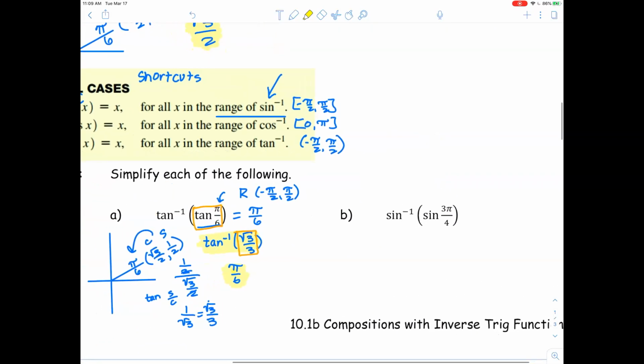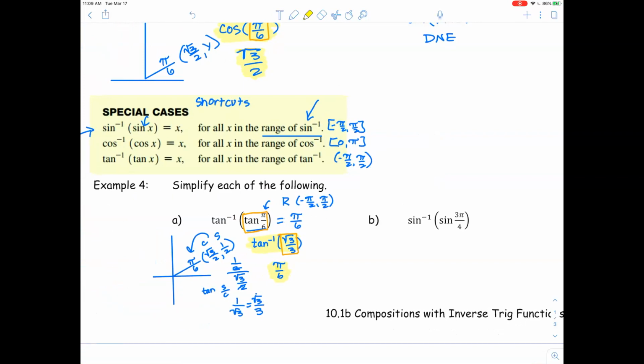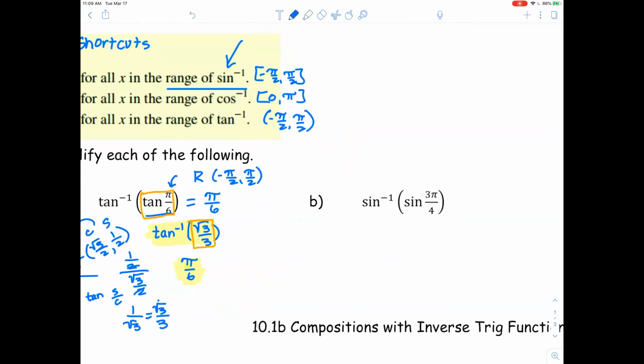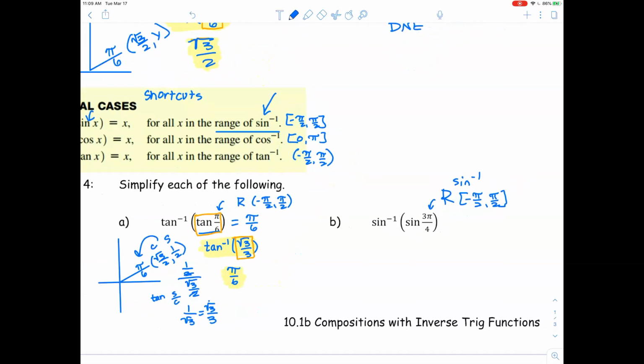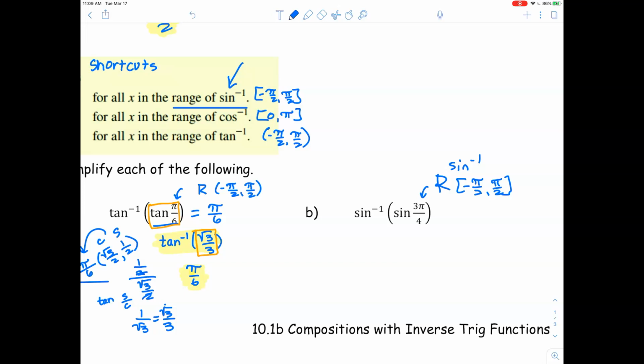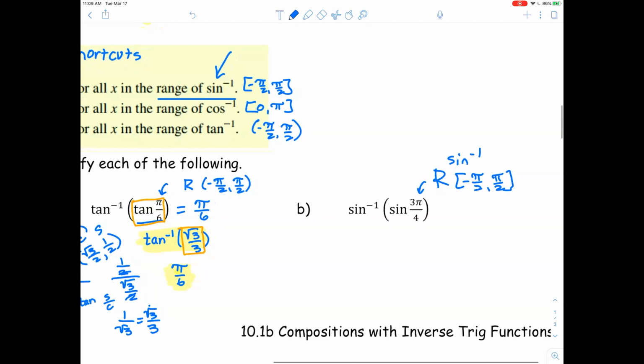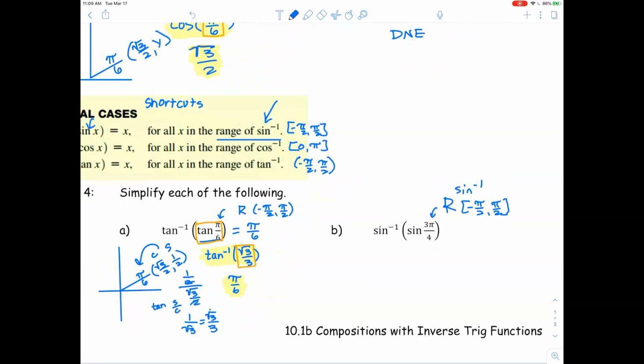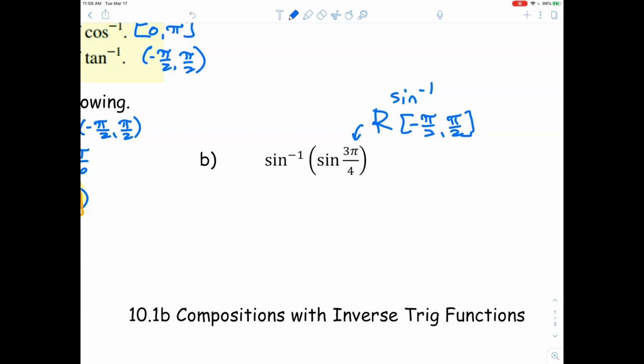All right, so let's take a look at B. It says sine inverse of sine of 3 pi over 4. Now, the thing is that 3 pi over 4 is not in the range of the sine inverse, which is between negative pi over 2 and pi over 2. Now, that doesn't mean that this value doesn't exist. It just means that we can't apply the shortcut that says the answer is 3 pi over 4. We are actually going to have to do some work because the special cases rule up here does not apply.